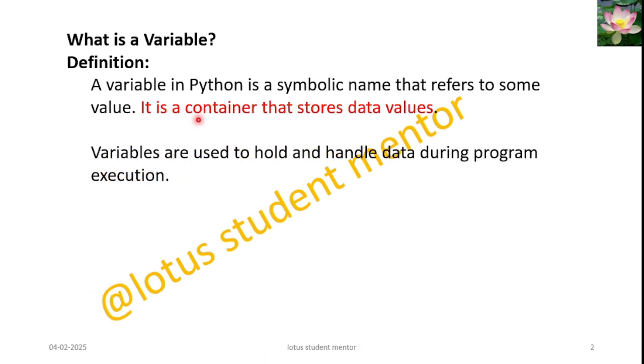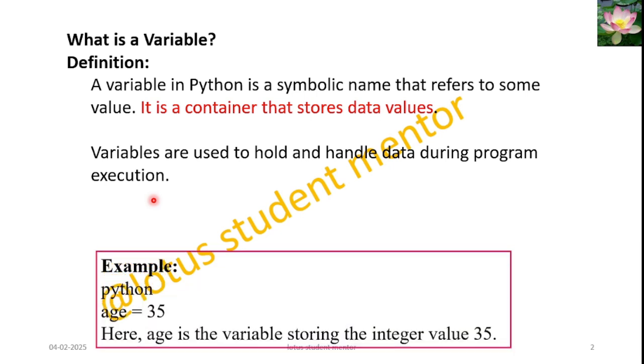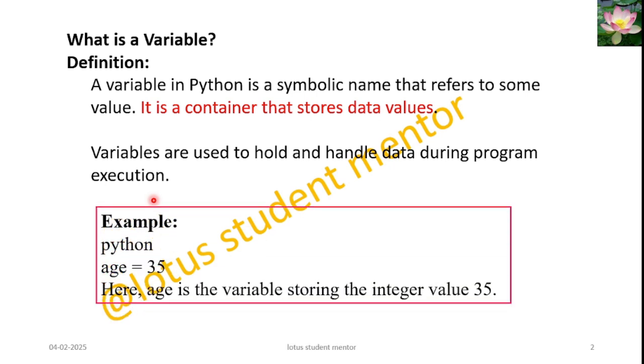Now, what is the use of variables? Variables are used to hold and handle data. Handling data is nothing but manipulating the data or employing the data during program execution. Let us take an example in Python.